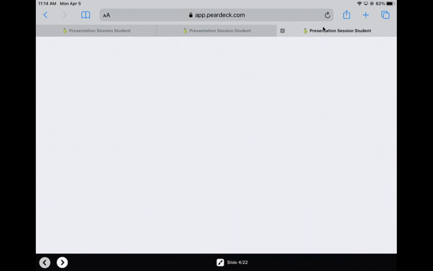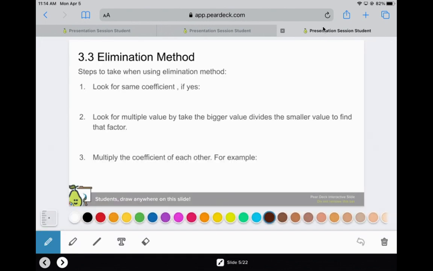All right, so let's move on to elimination. So think about elimination. The idea of elimination is we're going to cancel out one of the letters. So step number one, I'm going to look for the same coefficient. That means if I look at the x, they both have the same number in the front. That's the one I want to cancel out.